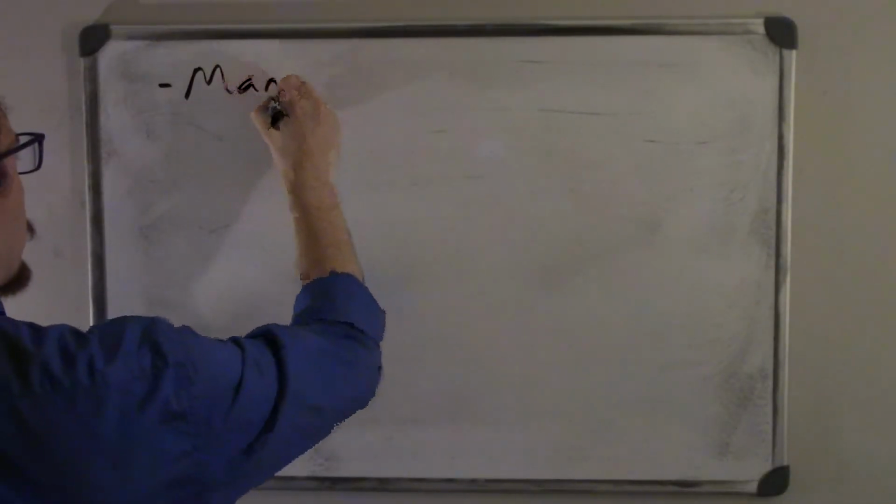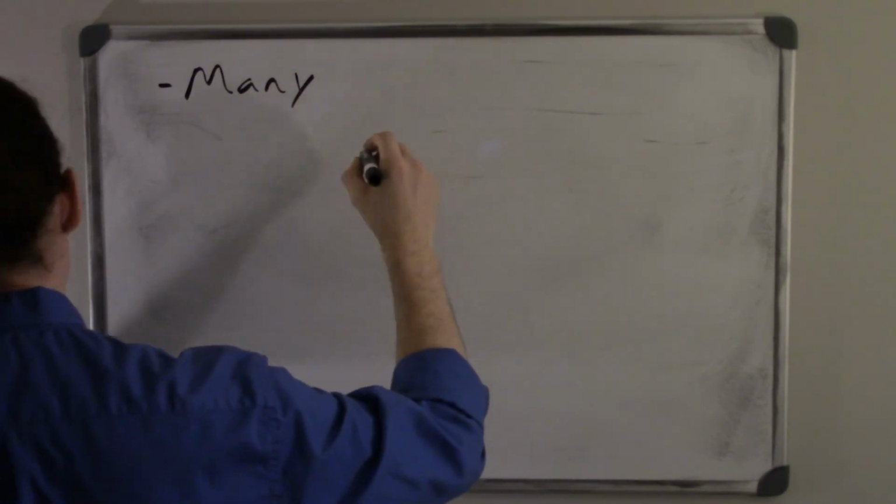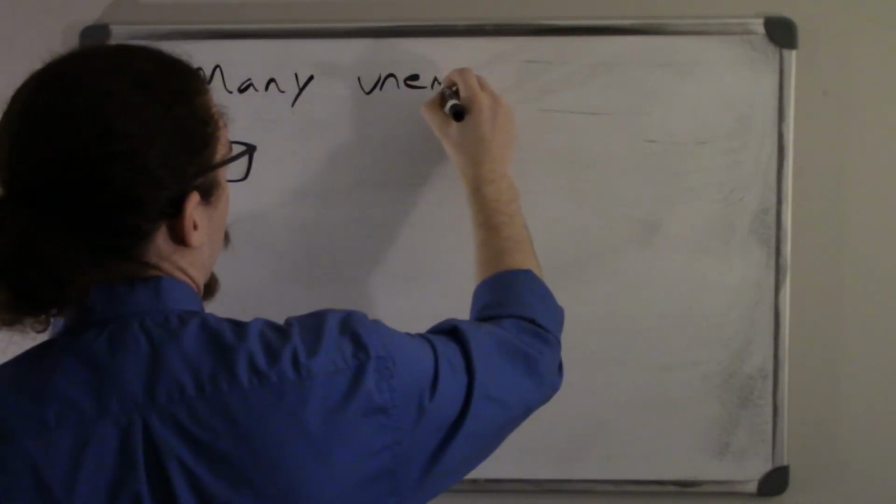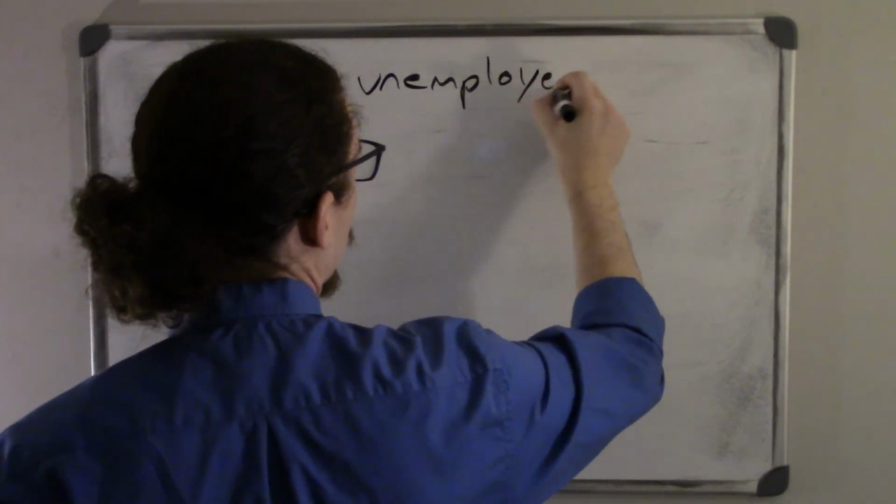All right, so the higher the multiplier, the larger the increase in spending. There are a couple of things that are going to make the multiplier larger, or at least make it likely that the multiplier is larger. I'm just going to list some of them. One, something we've already mentioned: many unemployed resources.